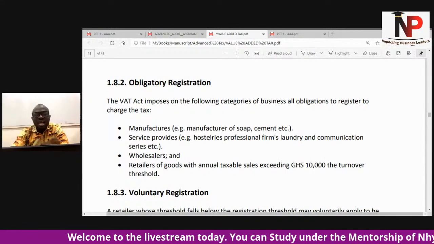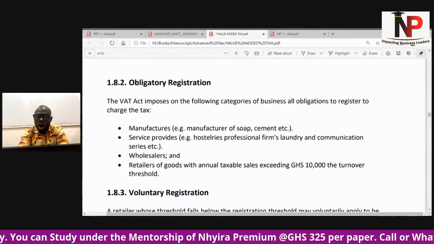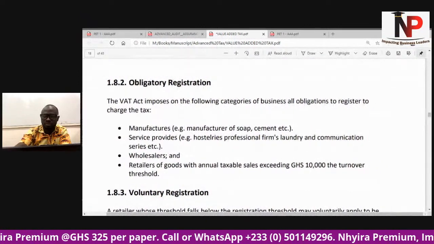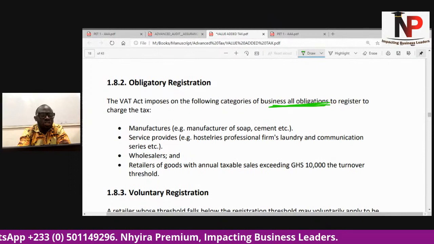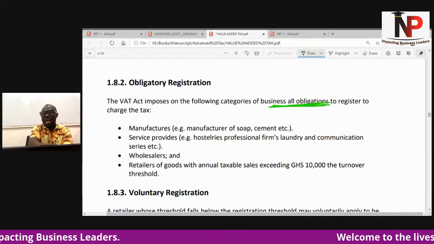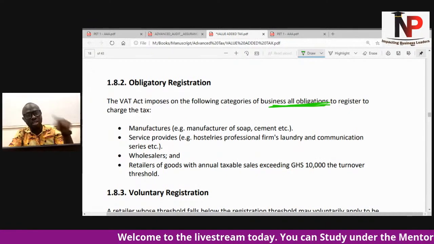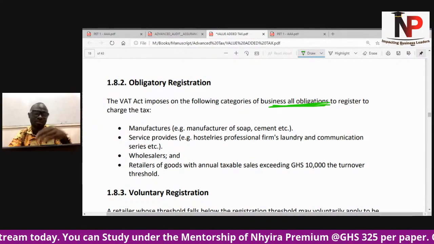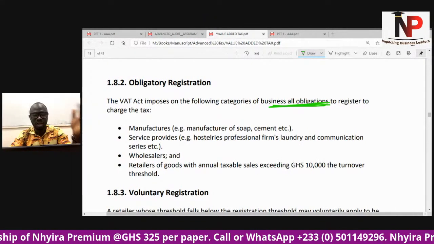Obligatory registration. The VAT Act imposes on the following categories of business, all obligated to register to charge the tax. So as far as you are in this kind of industry, in these kinds of businesses, in these categories, you've got to register. Even if you don't want to register, you've got to register. Even if you're not getting the 200,000 thing, you still have to register, because you have to charge the 3% for us so we can get some money for the government.